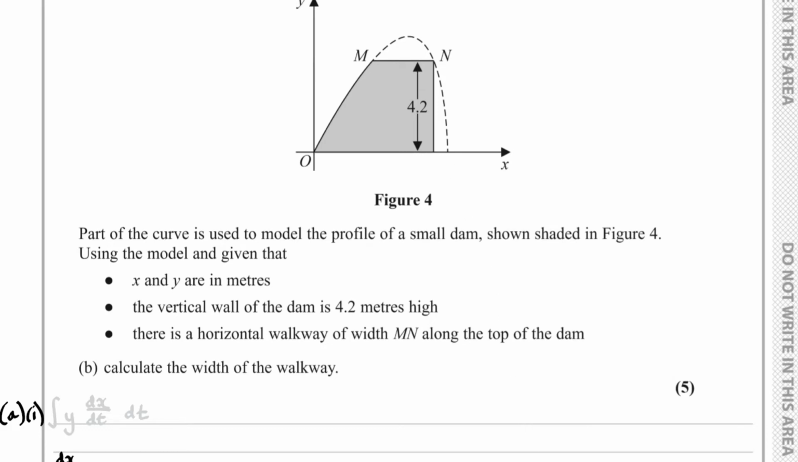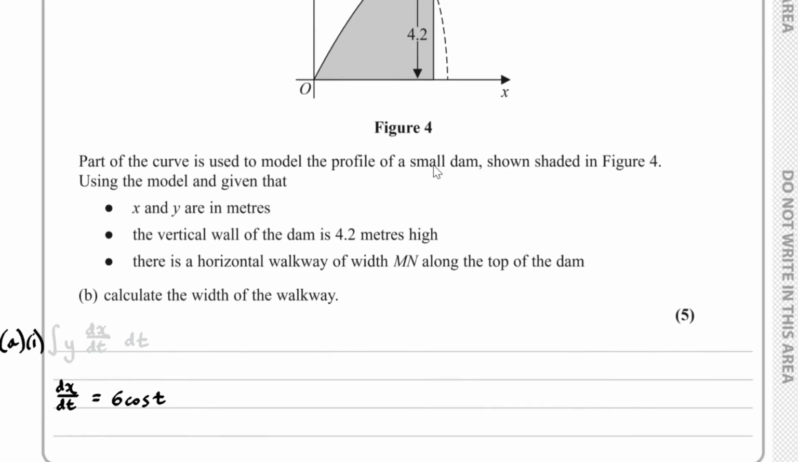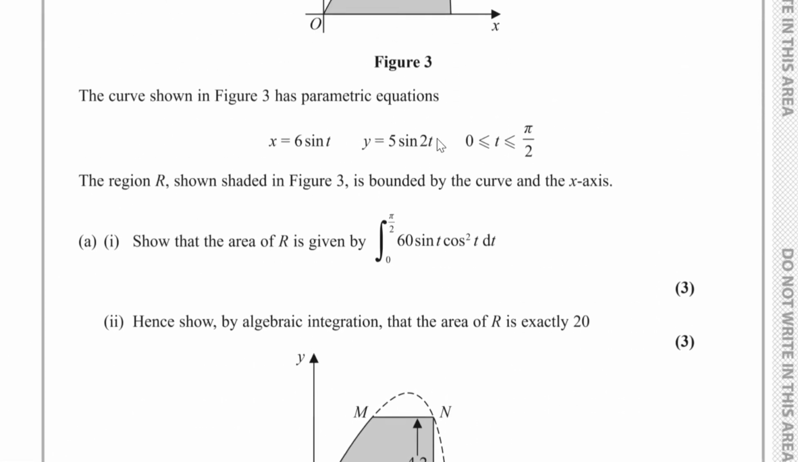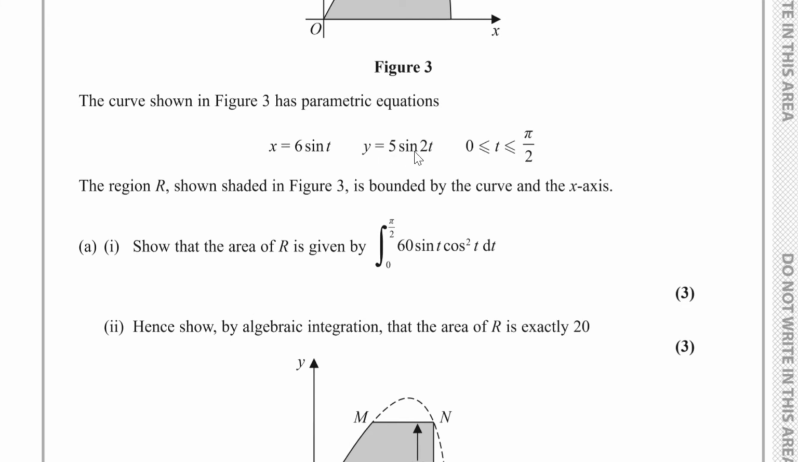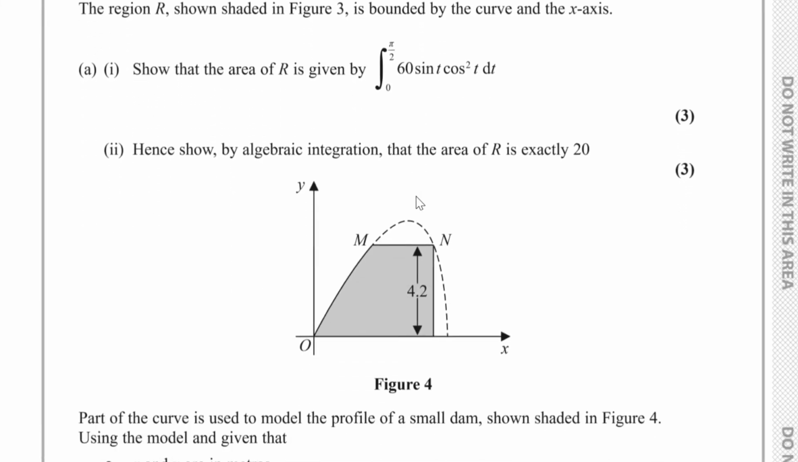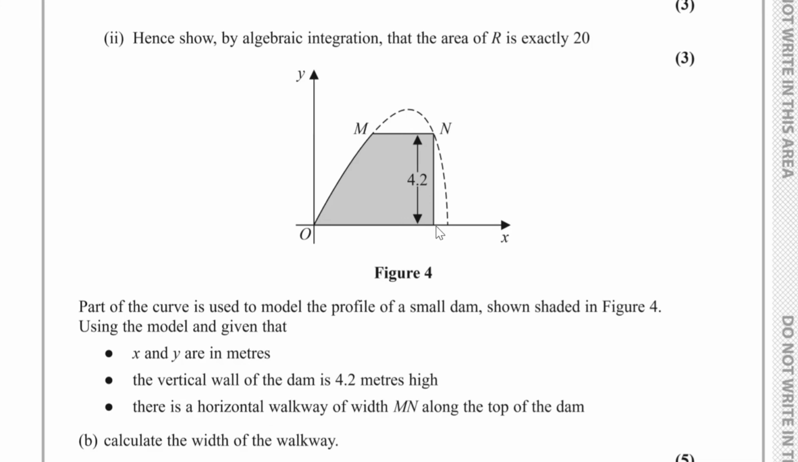So to do this question, if we find the value of t for which we have a height of 4.2 meters, we can use that to find the corresponding x value over here. So we have our y being equal to 5 sine 2t, and with that we can find out the value of t for which we have this distance over here.